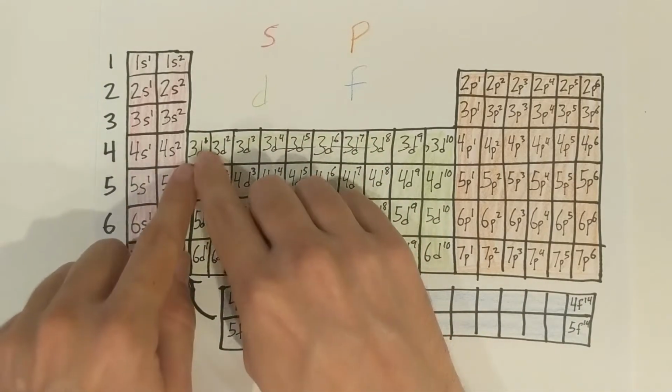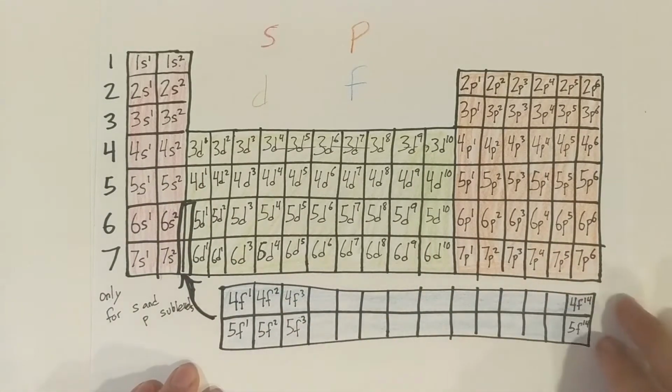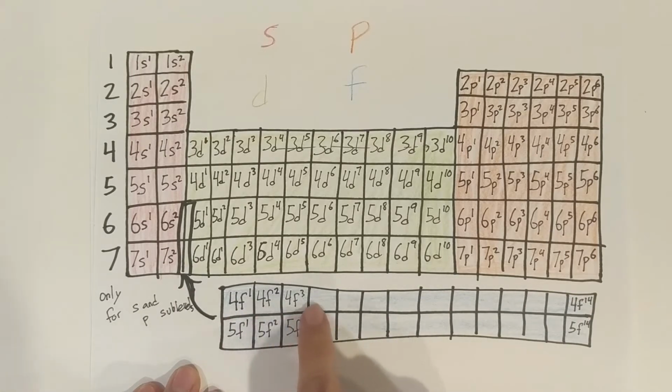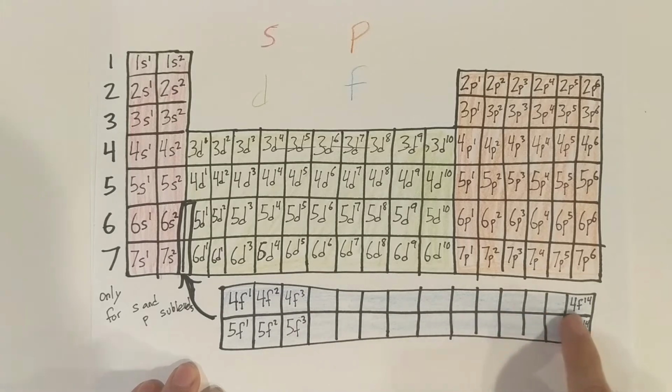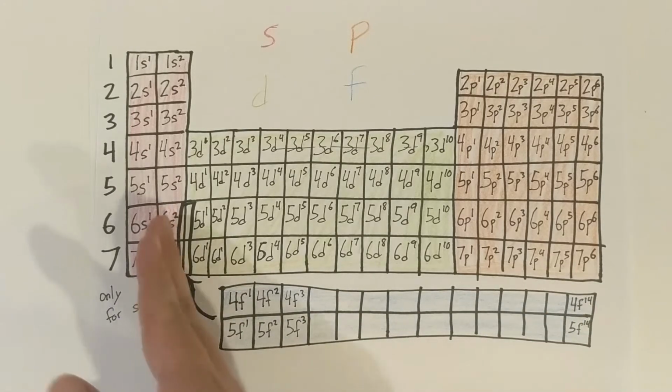So in the fourth row, you're going to have your third energy level. And then you got your F groups here at the bottom, which get squeezed in here. And I didn't complete them, but you can imagine how they go. So 4F1, 4F2, 4F3, 4F4, and it keeps going all the way up to 4F14. And they get squeezed in here.